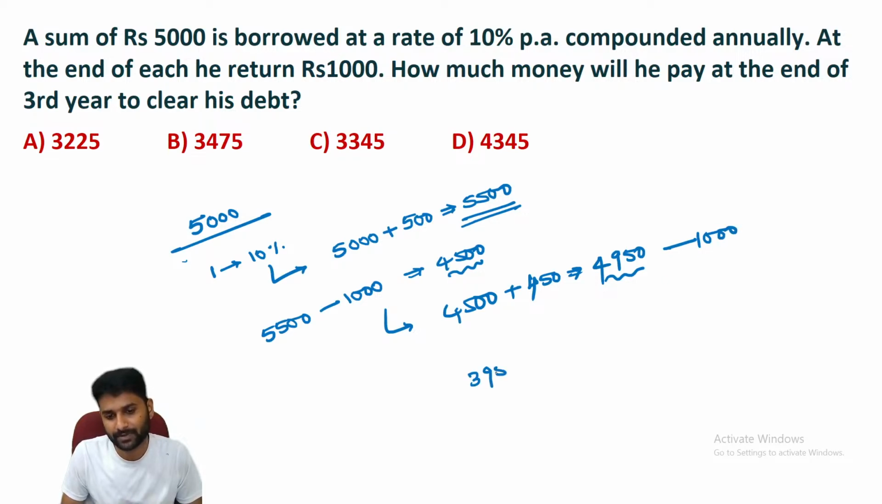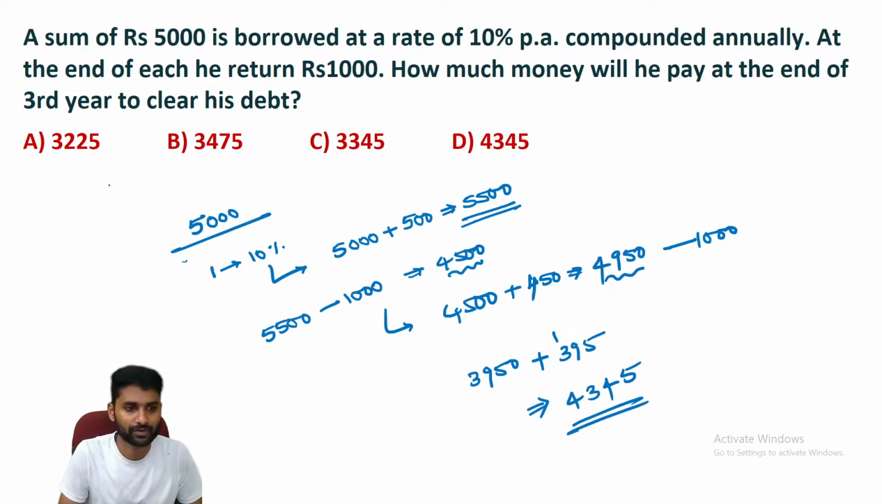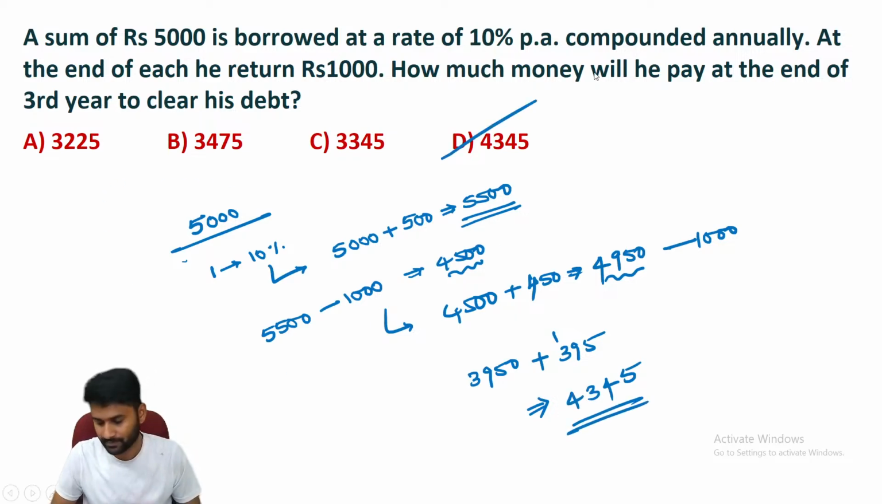Now, still, the principal value is 3,950. And extra you have to pay, why? Because you have to pay the interest for every year, 395. At the end of 3 years, you have to pay exactly 4,345. That is the amount you have to pay at the end of 3 years.